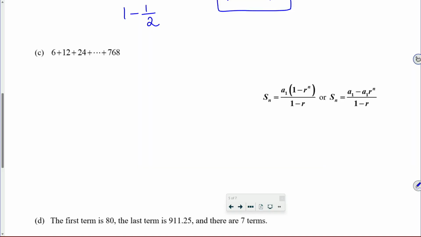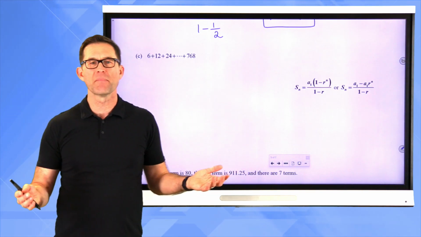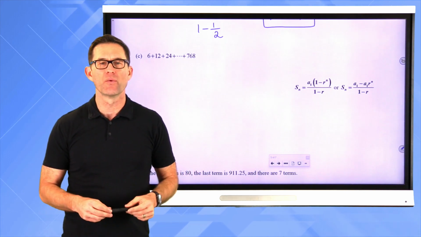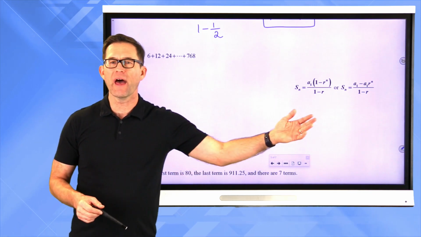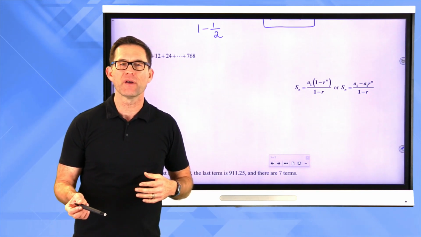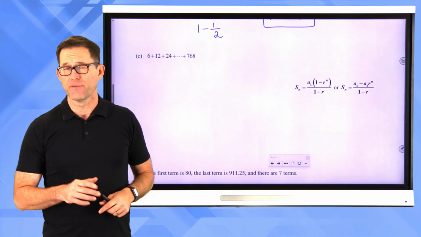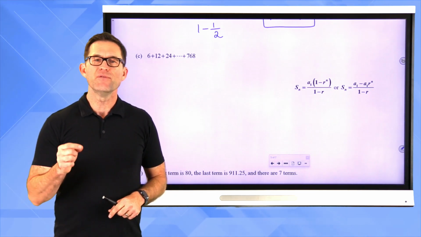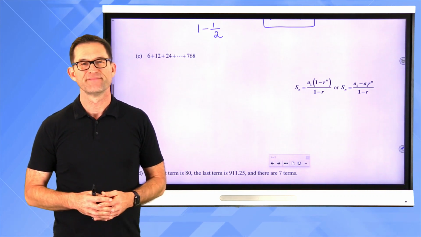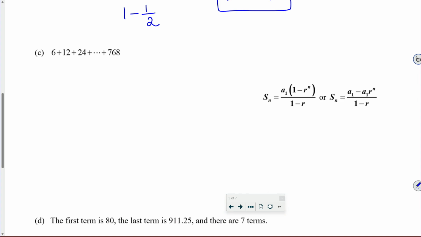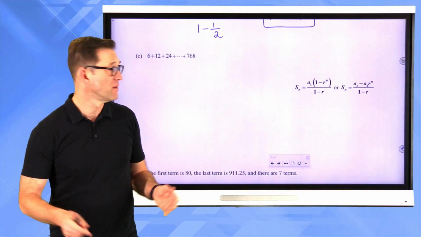Letter C. 6 plus 12 plus 24 plus dot, dot, dot, plus 768. All right, well again, let's think about it a little bit. Actually, what I'd like you to do right now is pause the video, really consider this problem. What do we have in this formula? What do we not have? Once you identify what you don't have, and that should be pretty obvious, see if you can think about a way of figuring out the missing piece.